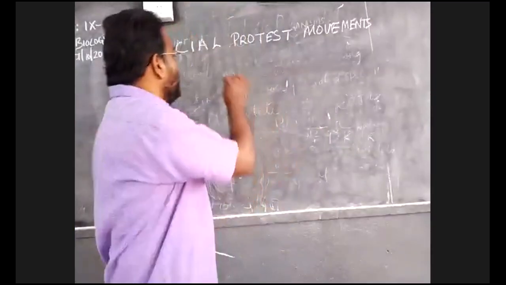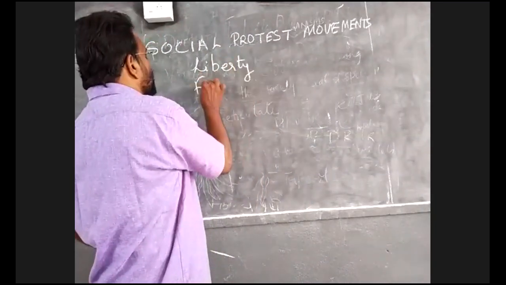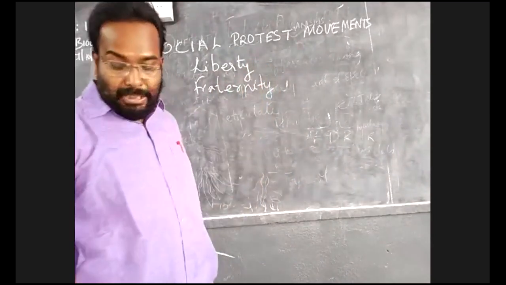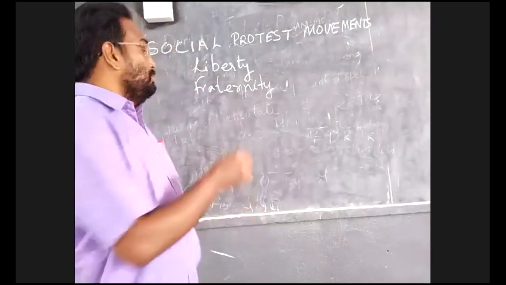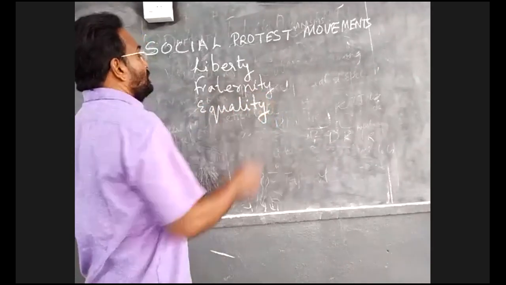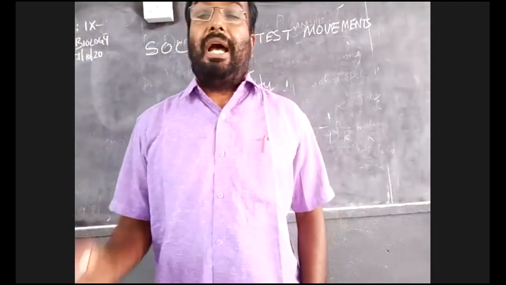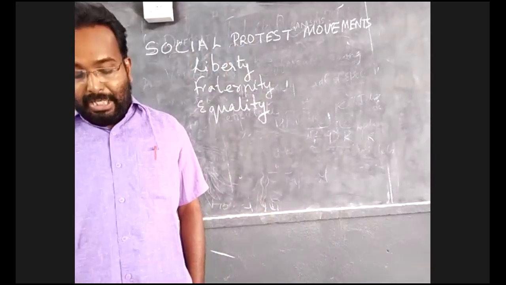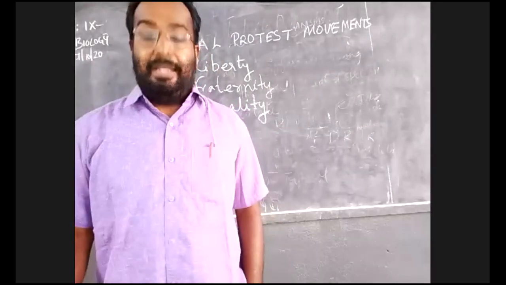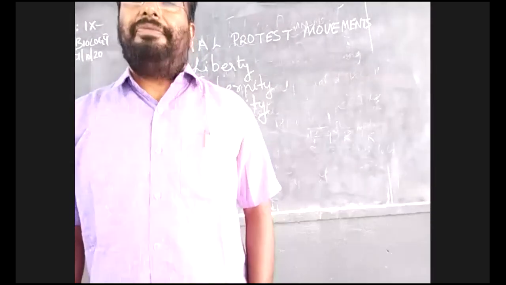In the French Revolution, we will see 3 important points: liberty, fraternity, and equality. These 3 ideas you can see there. It is there in your book also. The French Revolution has produced a new idea that is based on the principles of liberty, equality, and fraternity.